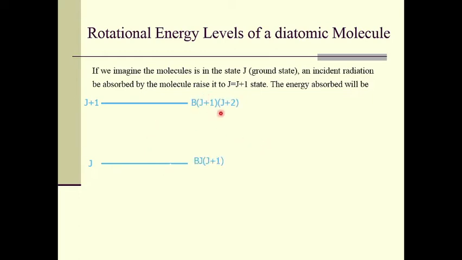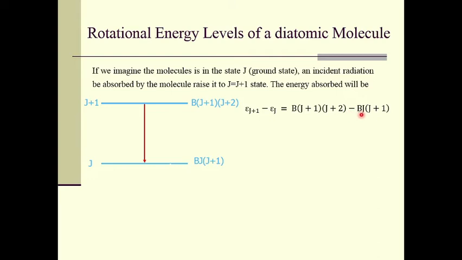And therefore the value of epsilon j is B into J into J plus 1, and for the upper level epsilon j is equal to B into J plus 1 into J plus 2, since we put J is equal to J plus 1 here. And therefore if you want to know the frequency of the radiation that is interacting with this system, we can easily calculate it by epsilon j plus 1 minus epsilon j, the difference between the two energy levels. That will give us the frequency or wave number of the radiation interacting with these two energy levels.